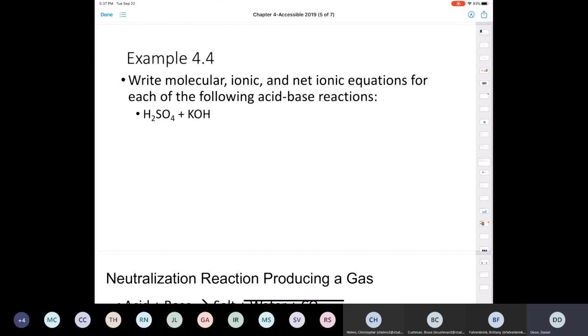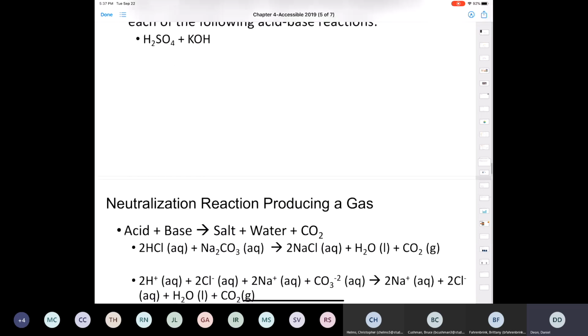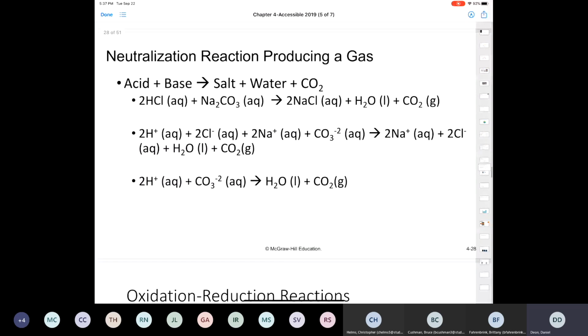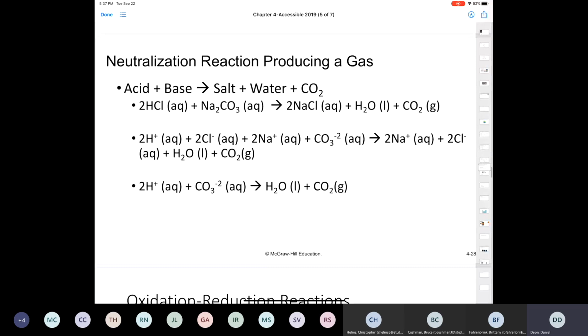Here's another example of a neutralization reaction, but this one is sulfuric acid and potassium hydroxide. I'm going to skip this one because I want you to take a look at that one yourself. And I want to go right ahead to this one here, which shows you the neutralization reaction between hydrochloric acid and sodium carbonate, right? This is sodium carbonate, okay, to produce sodium chloride, which is a salt, and water, but we also end up with a gas, okay?